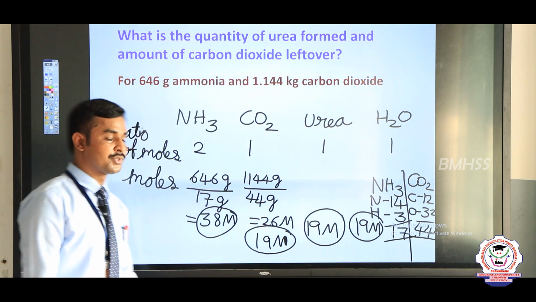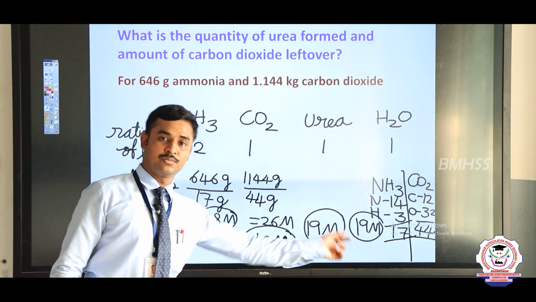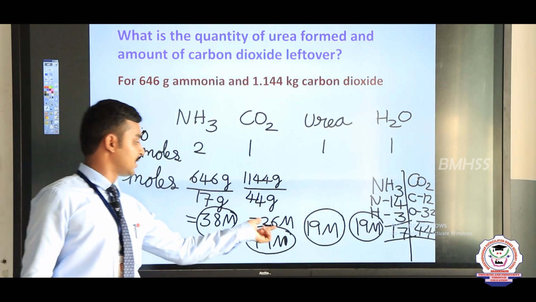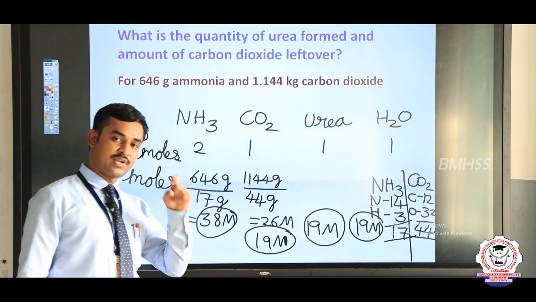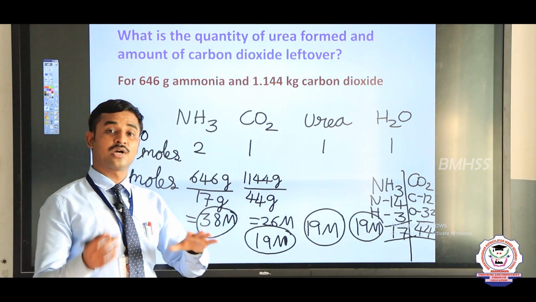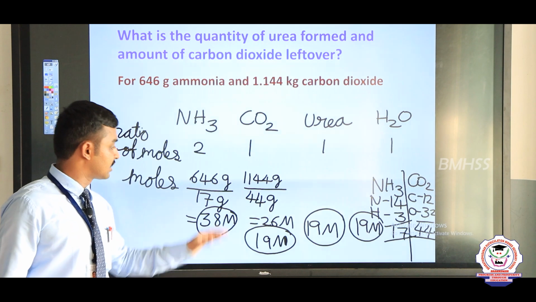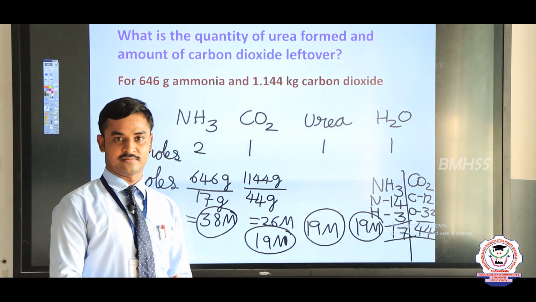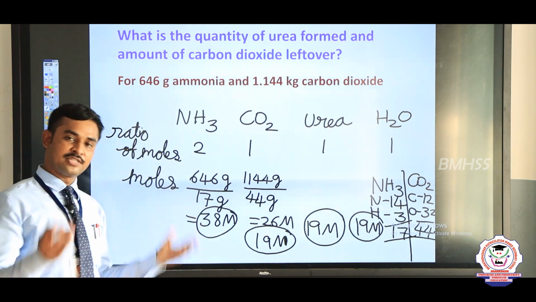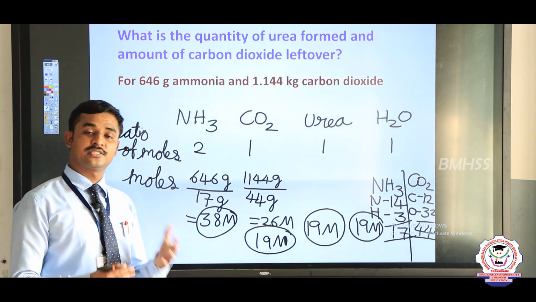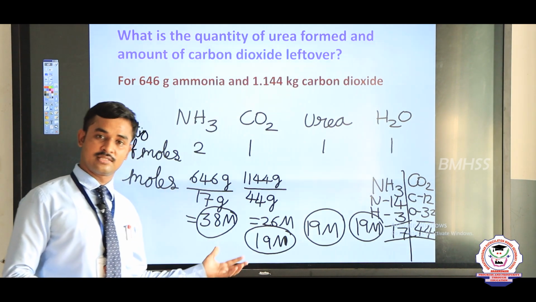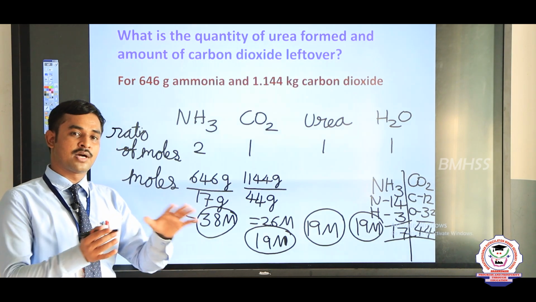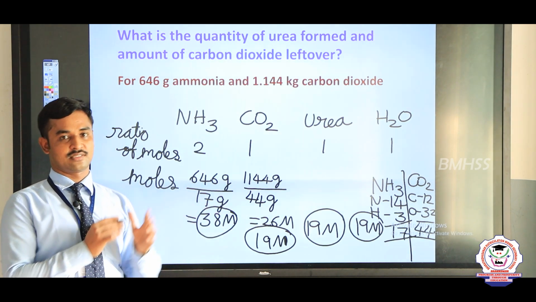So the produced urea and water molecules are also 19 moles. The remaining 26 minus 19, 7 moles of carbon dioxide, are not used in this reaction. So that 7 moles of carbon dioxide is the excess reagent in this reaction. Ammonia is fully consumed, and the deficiency of ammonia also occurred in this reaction. So the fully consumed ammonia is the limiting reagent in this reaction.